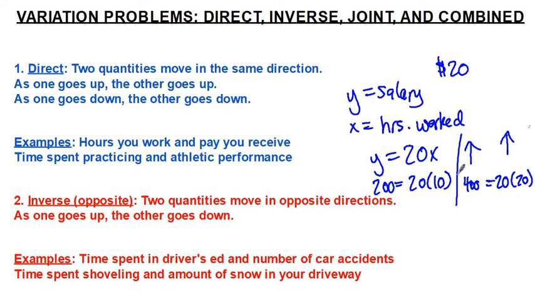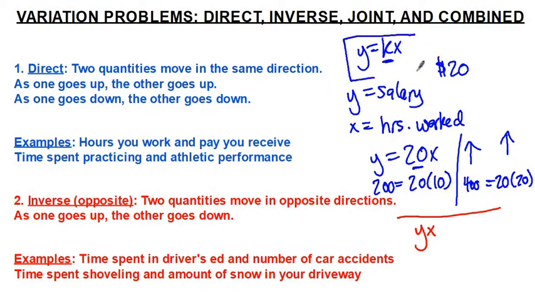All right, the second type of variation is called inverse variation. Inverse is another word for opposite. So as one variable goes up, the other one goes down. By the way, the basic equation for this top one is y equals k times x, where k stands for any number. In this case, k was 20 because we were making $20 an hour. And that's the setup for direct variation.